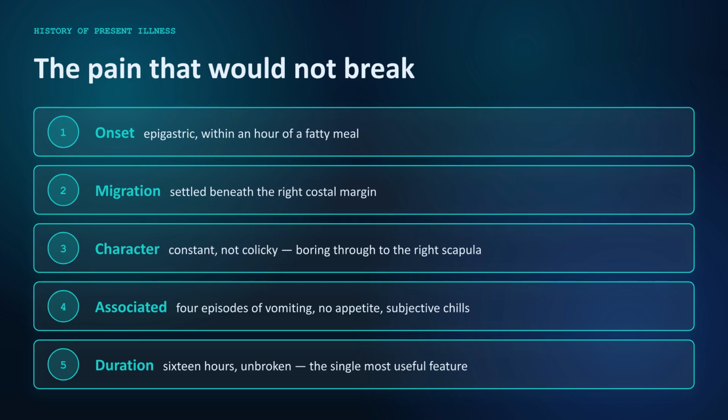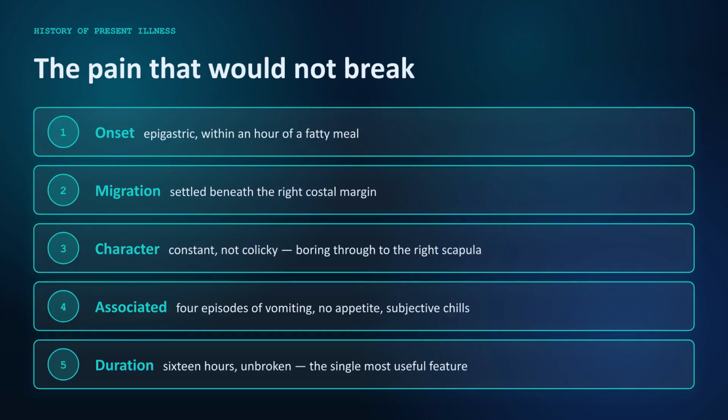The pain started in the epigastrium about 16 hours ago, within an hour of a fatty meal. Over the next hour, it settled under the right costal margin. It is constant, not colicky, and it bores through to the tip of the right shoulder blade. That is referred pain traveling with the phrenic nerve. He has vomited 4 times and cannot keep water down. He has no appetite, and he felt feverish at home.